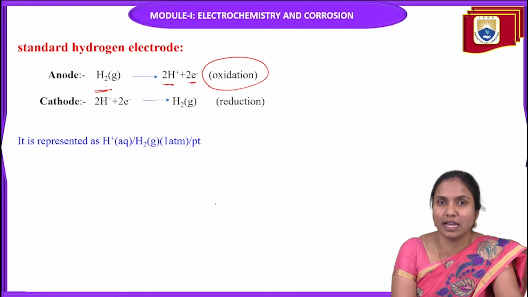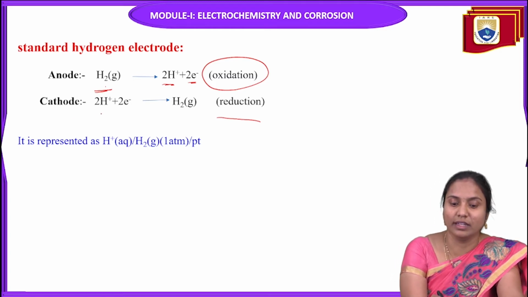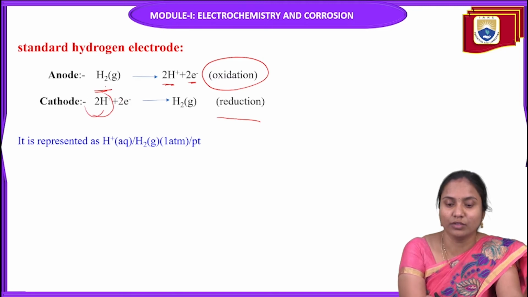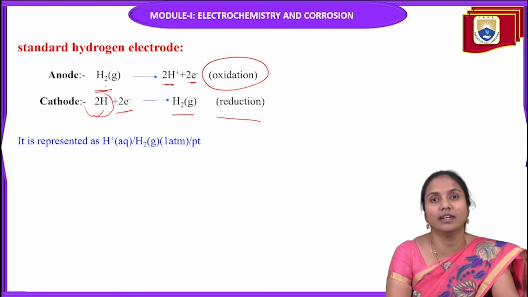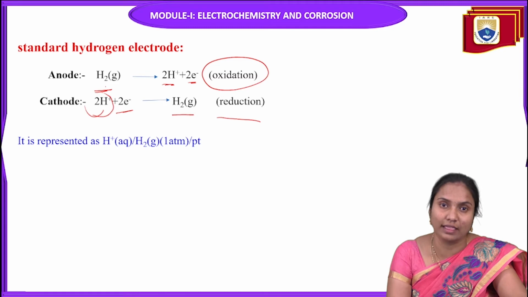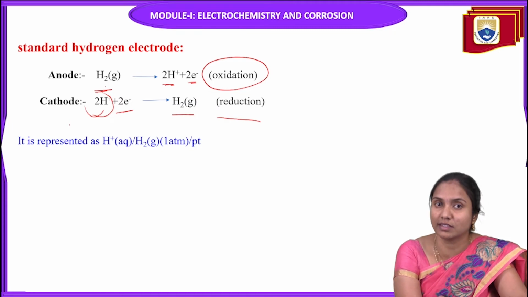If it acts as cathode, reduction reactions take place at the cathodic area. Reduction means gain of electrons. So at the cathodic area, 2 H plus gain 2 electrons and give hydrogen gas, which is evolved at the cathode. So the standard hydrogen electrode acts as anode or cathode depending on the nature of the half cell. As anode, it undergoes oxidation, giving H plus ions and loss of electrons. As cathode, it undergoes reduction, and H plus ions gain electrons to evolve H2 gas.